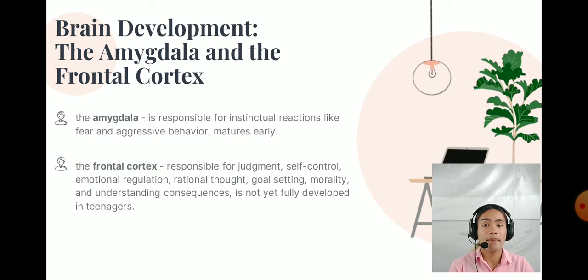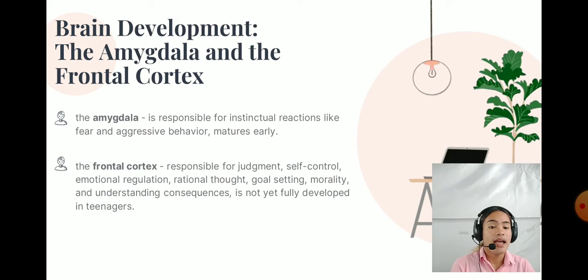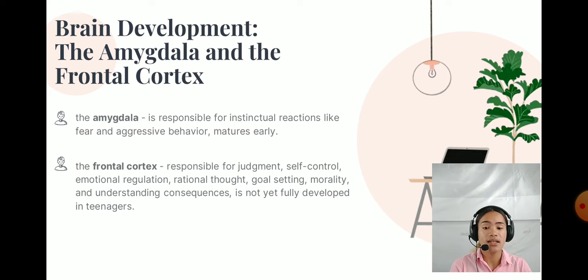Moving on, the brain development in the amygdala and the frontal cortex. Here, the amygdala and the frontal cortex are the two key regions of the brain that develop at different times. The amygdala, which processes stress and other emotions, is responsible for instinctual reactions like fear and aggressive behavior that matures early. On the other hand, the frontal cortex, or the area of the brain that is responsible for judgment, self-control, emotional regulation, rational thought, goal setting, morality, and understanding consequences, is not yet fully developed in teenagers. In fact, this area of the brain develops quite dramatically during adolescence and into the mid 20s.